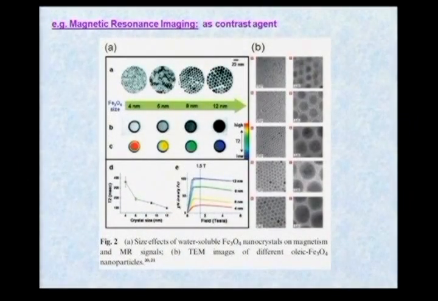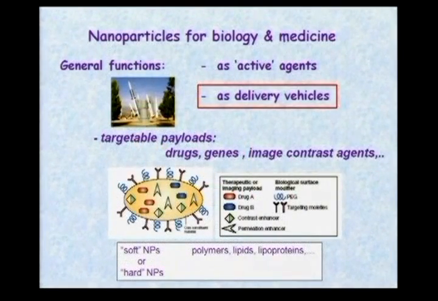Nanoparticles are used in MRI, magnetic resonance imaging, as contrast agents. These are paramagnetic gold nanoparticles, and they change the relaxation properties of the tissue, particularly water, and can therefore be used as contrast agents. That's a standard material now in NMR.